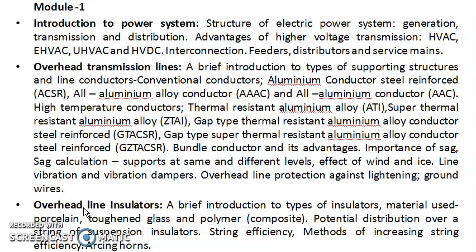And the third part of module 1 deals with overhead line insulators. A brief introduction to the types of insulators, what materials are used, like porcelain, toughened glass and polymer, which is a composite, then potential distribution over a string of suspension insulators, string efficiency, methods of increasing string efficiency, and finally we will discuss arcing horns.